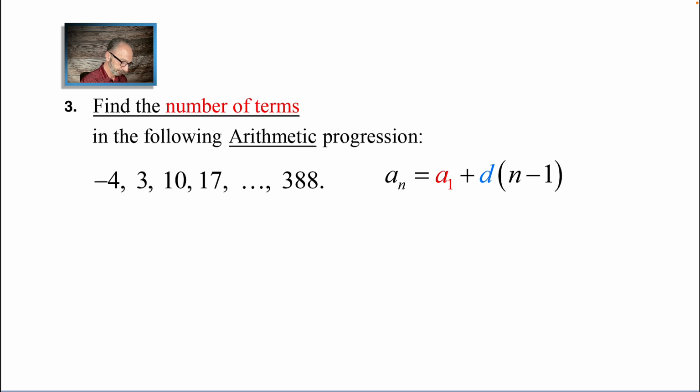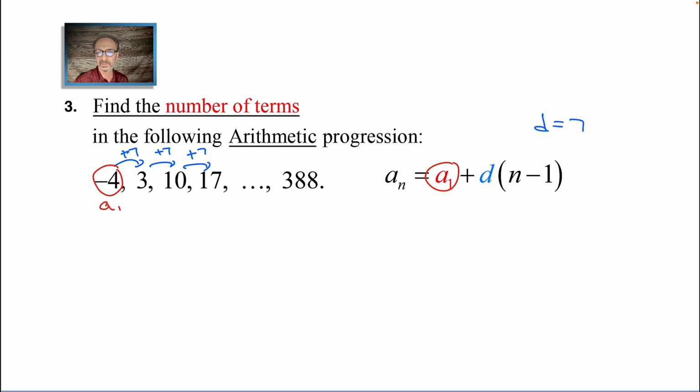So here we go. So we agree that D is 7. That's called the common difference. 17 minus 10 is 7. 10 minus 3 is 7, and so on. That is plus 7. So D is 7. And of course, A1, the first term, that's -4.